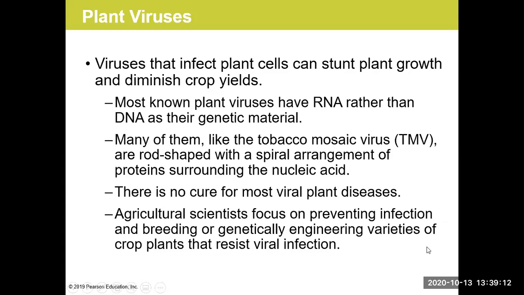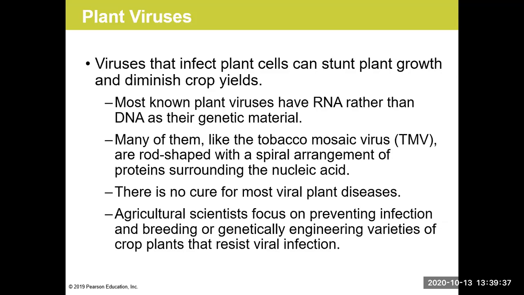There are several viruses that affect plants, and they cause a stunting of the plant growth and also decrease the crop yields. Most of these viruses are retroviruses. That means they have RNA as their genetic material and not DNA. Many of them, like the TMV, or the tobacco mosaic virus, are rod-shaped and there's a spiral arrangement of proteins around the nucleic acid.